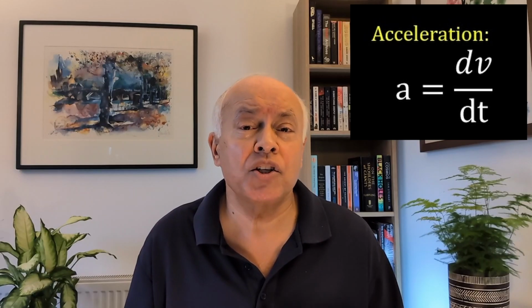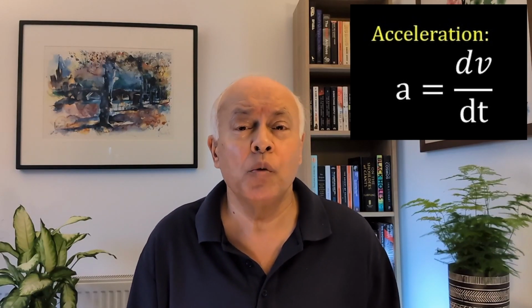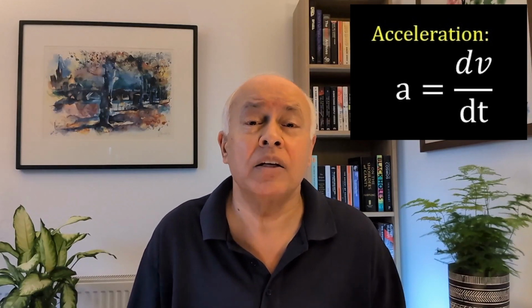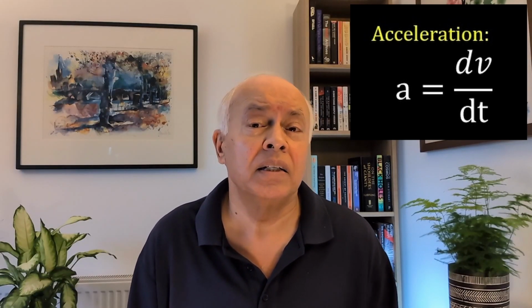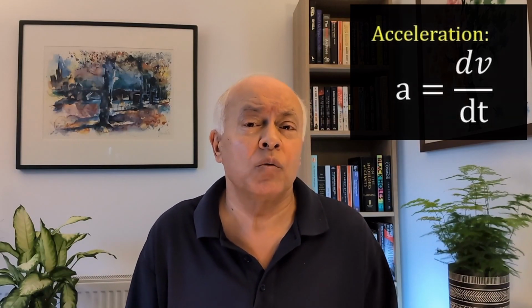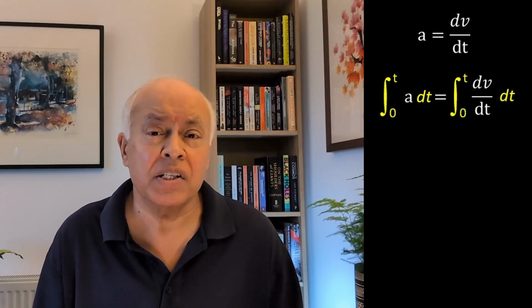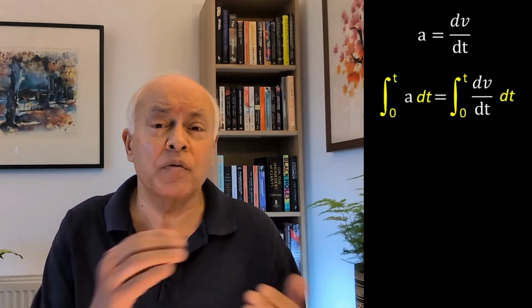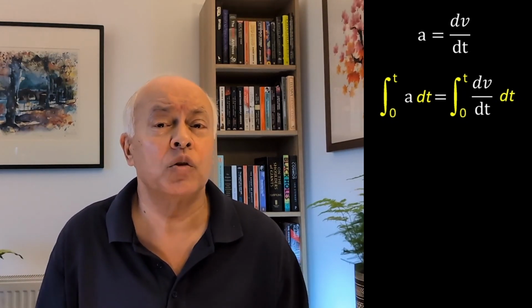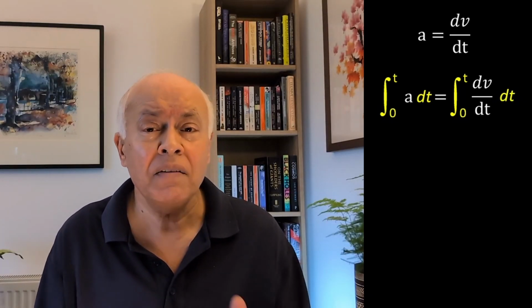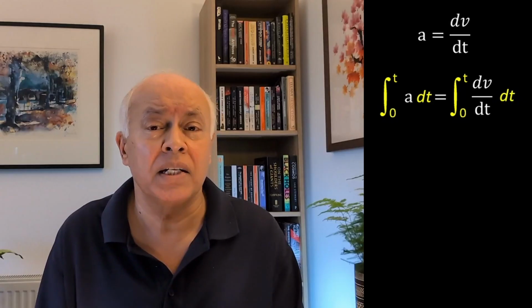Let's start with the expression for acceleration. And we saw previously that a is given by the rate of change of velocity, so a equals dv by dt. Now we'll use calculus and integrate both sides of this equation with respect to t, and we get this. On the left side, we know that acceleration a is constant, so that comes out of the integral, and the definite integral between times 0 and t just gives us t. So on the left side, we get a times t.